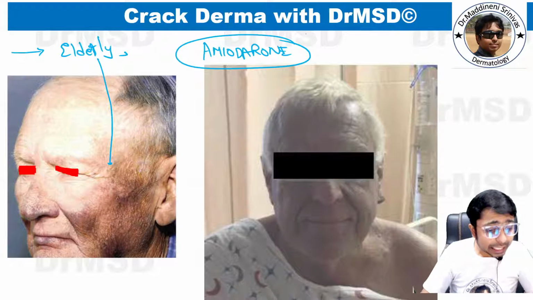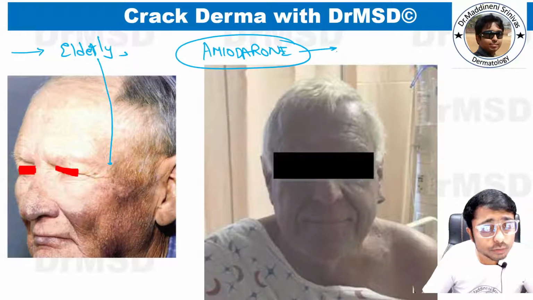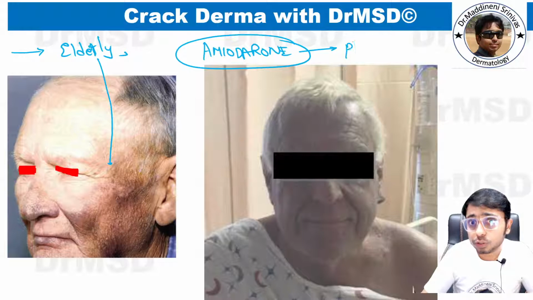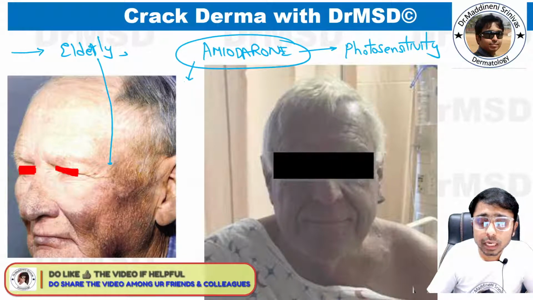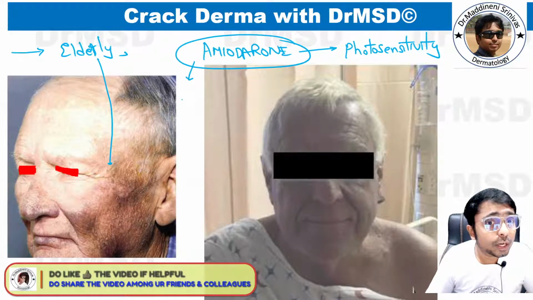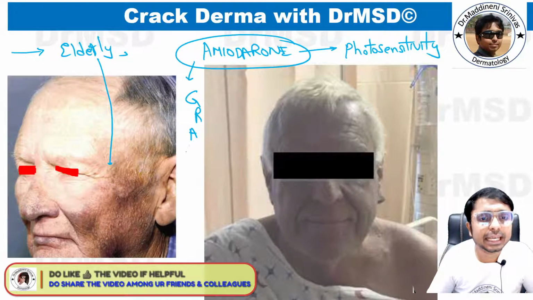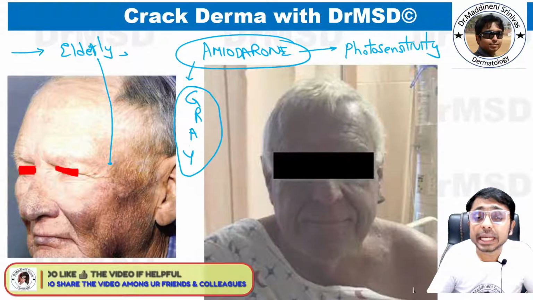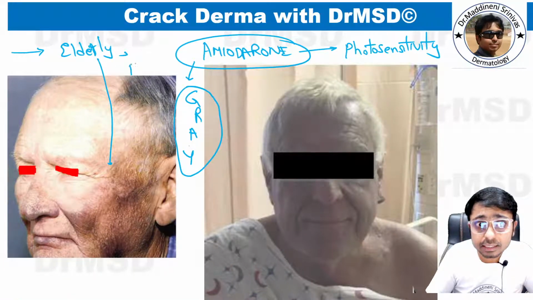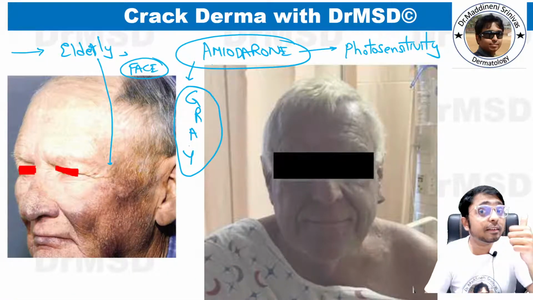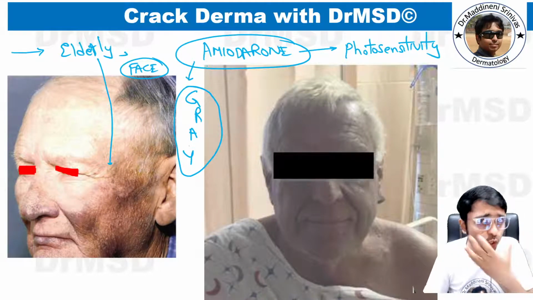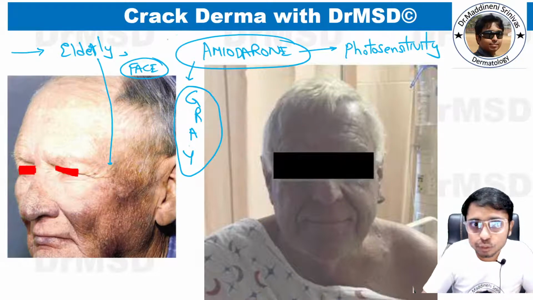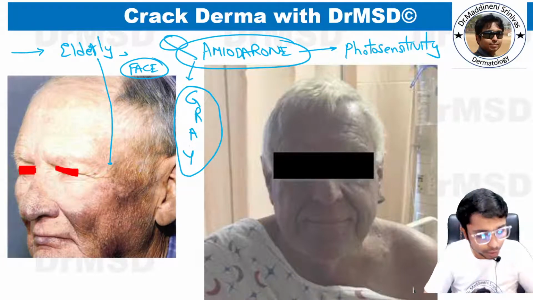Yes, very good. Amiodarone is the answer, and long-term usage of amiodarone in certain individuals can produce what is called photosensitivity. The patients can become very sensitive whenever they are exposed to the sun or light, and they are also going to develop gray, slate gray pigmentation, mainly involving the face. So in an elderly patient with a history of polypharmacy and slate gray pigmentation over the face, the only drug you must think about is amiodarone. Very important.